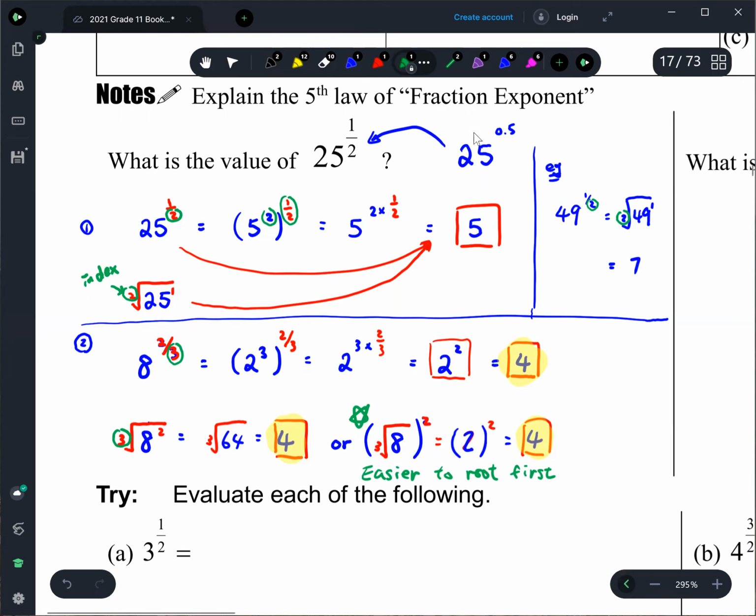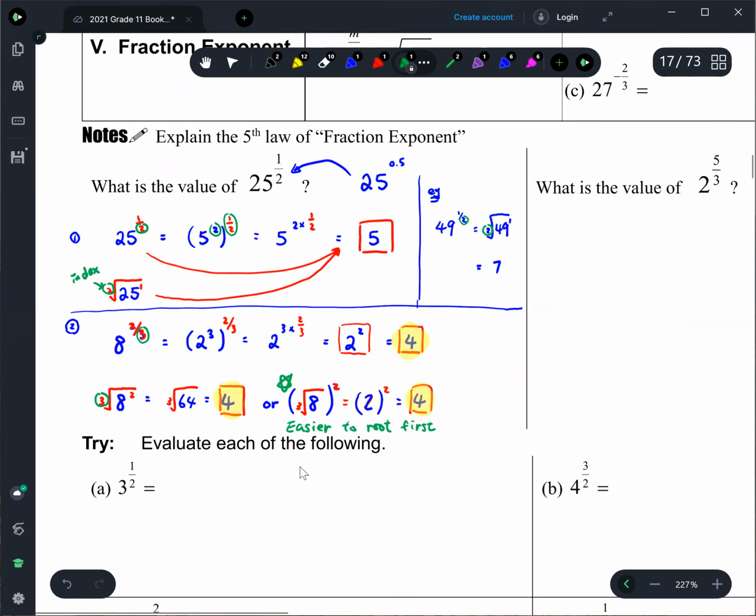Can you raise your hand after you copy all the things down here? Does anyone have questions about what's explained here? Any question not clear? Anything not clear?